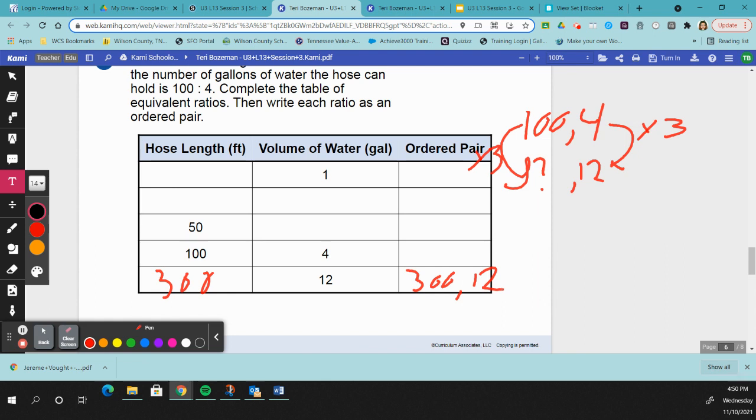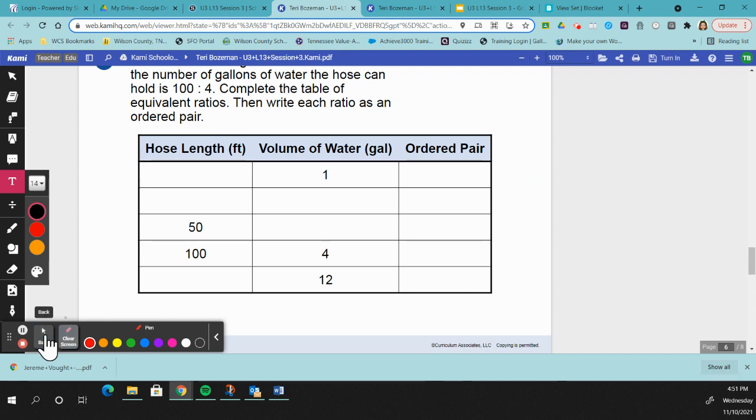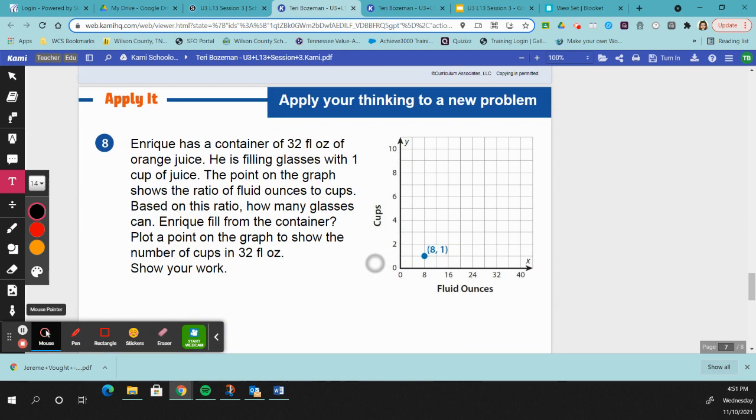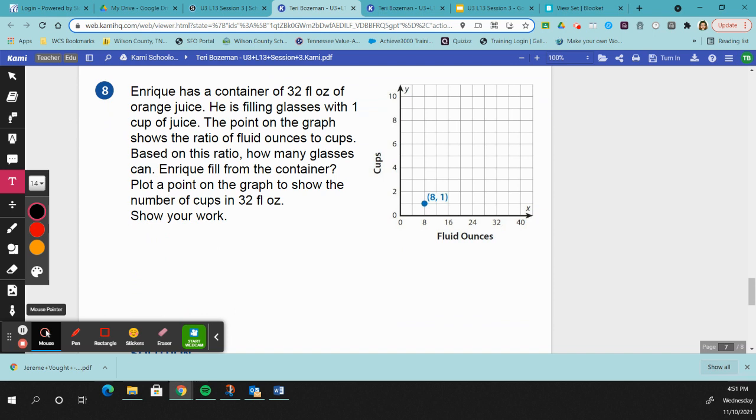So again, still ratios, but now we're writing them in a new way as ordered pairs. And in 5th grade, you talked about how to plot those on a coordinate grid. So that's what we're going to look at here. Enrique has a container of 32 fluid ounces of orange juice. So he has 32 ounces of orange juice.